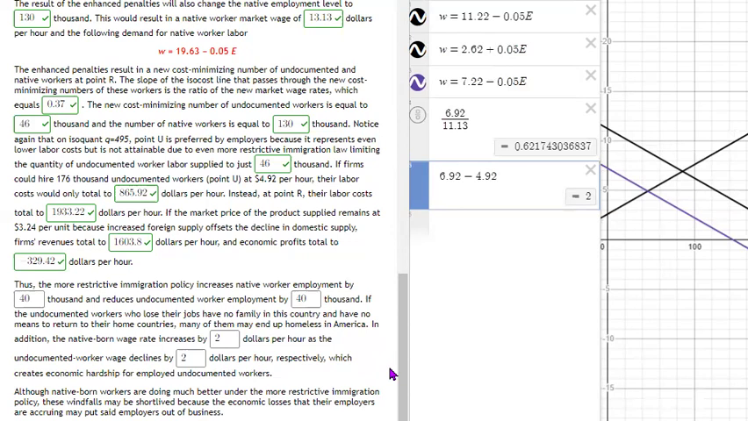right? Now, although the native-born workers are doing much better, right? They saw a $2 per hour raise, right? Under those more restrictive immigration policies. These windfalls to them may be short-lived because the economic losses that their employers are now accruing may put those employers out of business, right? They may go to another country.